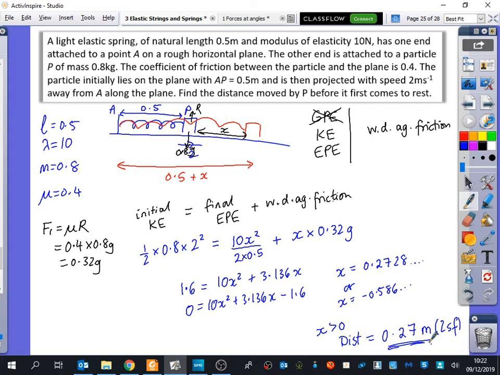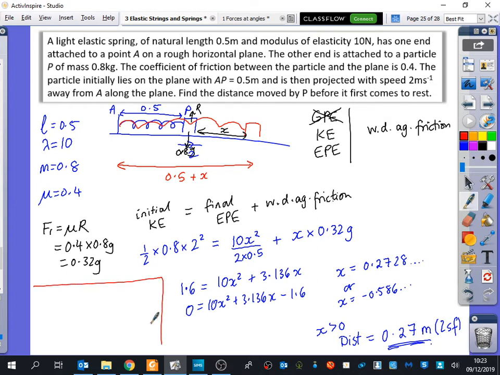What would you need to find out? Forces? What forces would you need to find out? Good. You would need to find out, at this value of x, what is the tension in the spring. What is the friction and which one's greater? The friction is 0.32 G. So we'll find out which one is greater. Should we just quickly do that as like a bonus kind of thing?